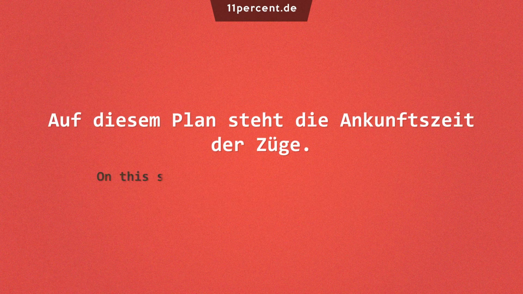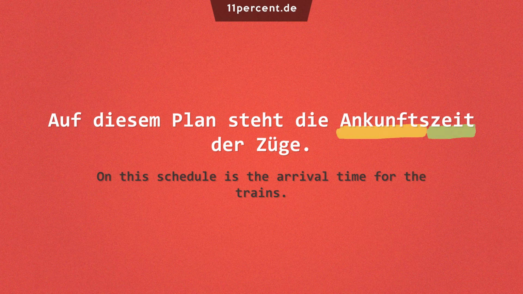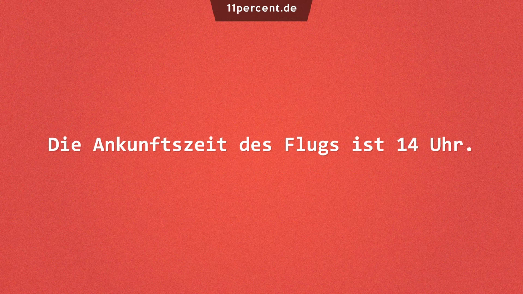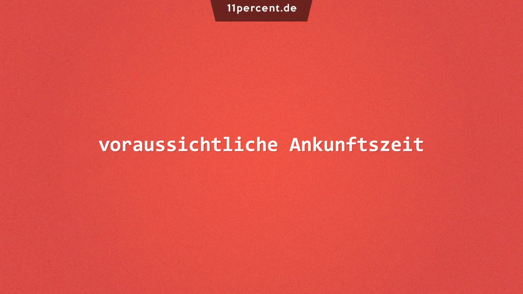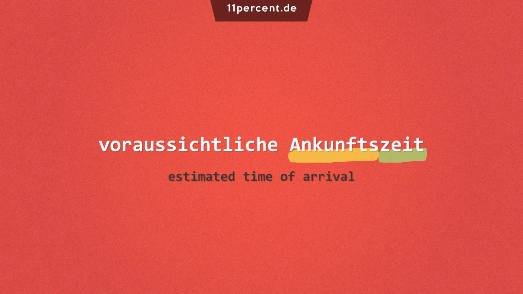Auf diesem Plan steht die Ankunftszeit der Züge. On this schedule is the arrival time for the trains. Die Ankunftszeit des Flugs ist 14 Uhr. The flight's arrival time is 2 p.m. Voraussichtliche Ankunftszeit, estimated time of arrival.